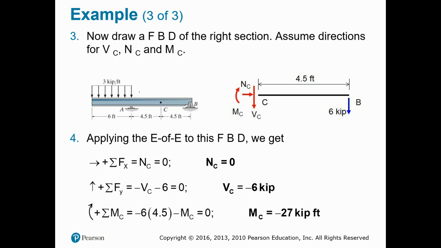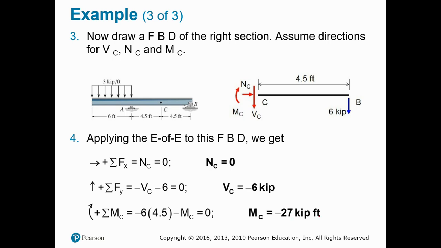So there, we do our sigma Fx equal to 0, which gives us NC equal to 0. That means there's no normal force. And then we do sigma Fy equal to 0. That will help us solve the shear force at C. VC equals negative 6 kip. Negative sign again means the actual direction of the shear force is the opposite of what we originally assumed in our free body diagram. And then we do our moment, that gives us our bending moment equals negative 27 kip-foot.